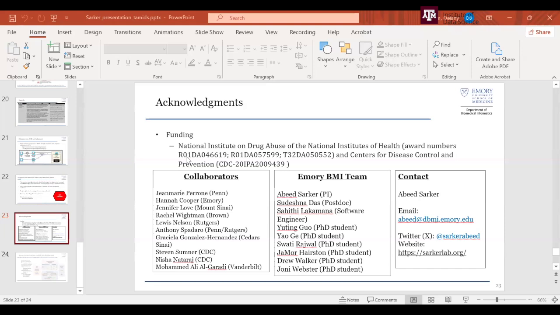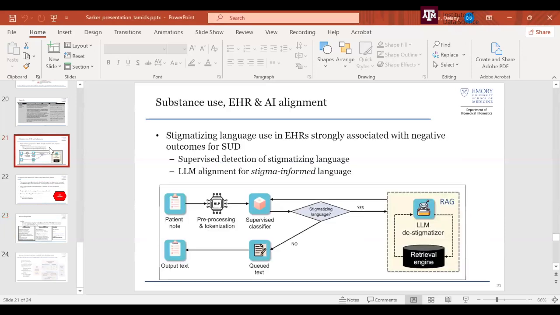So what we are trying to work on is, have you used Grammarly? Yeah, so we are trying to have a product like Grammarly, or at least that's the envisioned goal, where this framework will connect to the EHR through an API, and as the doctor is typing the notes, it will underline stigmatizing expressions and then suggest edits.